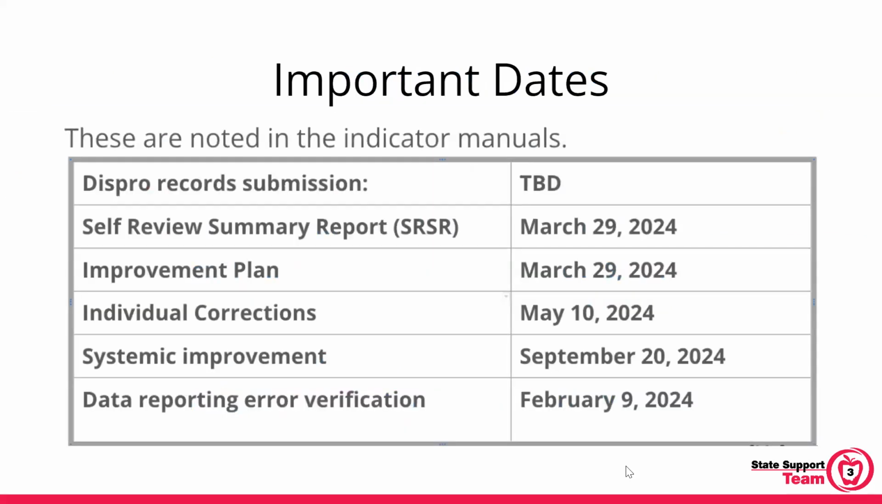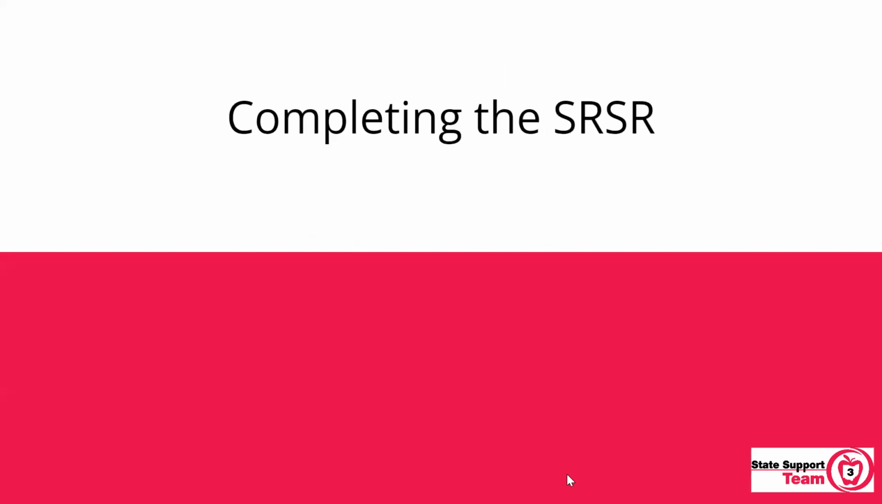Okay, so some important dates that we'll revisit towards the end again in a spreadsheet that we put together. But these are some important dates that districts want to look at as far as their completion if they have required actions. And we'll explain these a little bit further as we go through the process here. So if you have a finding for indicator 1 or 2, you are required to complete what's called the self-review summary report, or the SRSR.